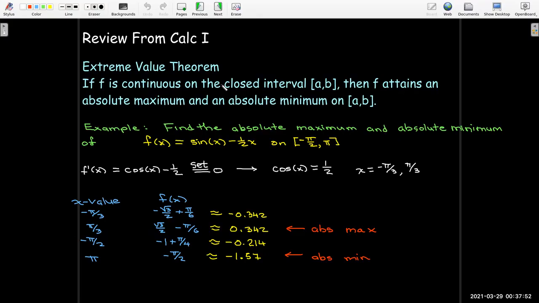Now we want to remember this strategy because we're going to be using this as part of a larger strategy with functions of two variables. Now note that we never cared about what type of critical number we had. We didn't care if negative pi over 3 was a local min or a local max, or if pi over 3 corresponded to a local min or local max. With this method, we just find all the function values, pick the largest one to be the absolute max, and the smallest one will be the absolute min.